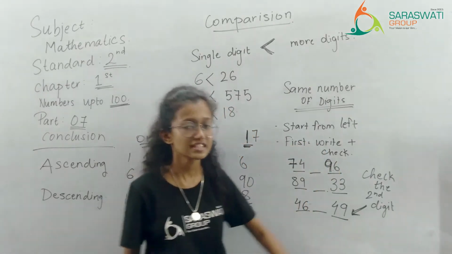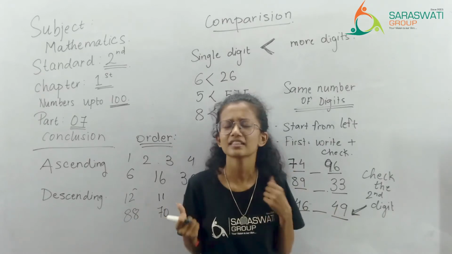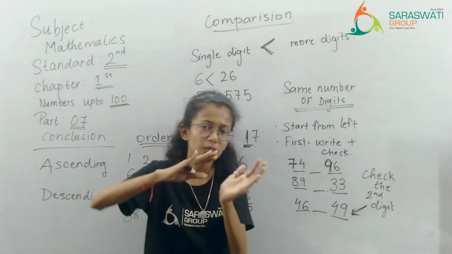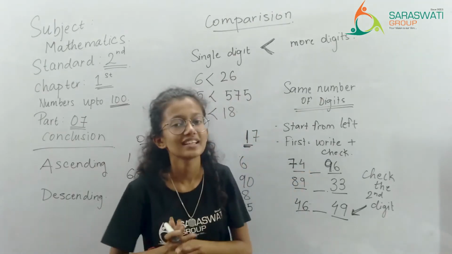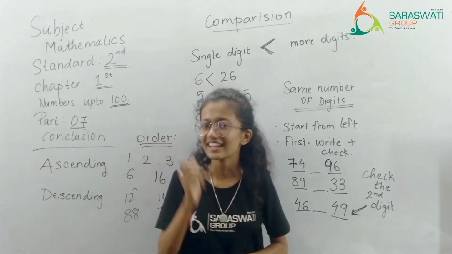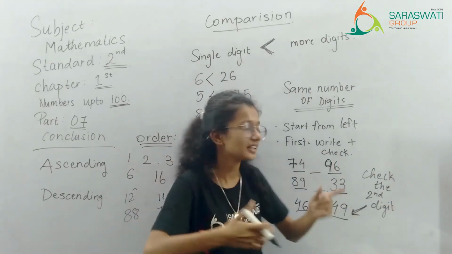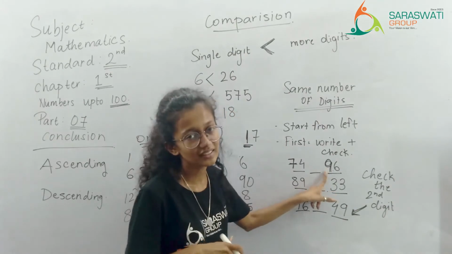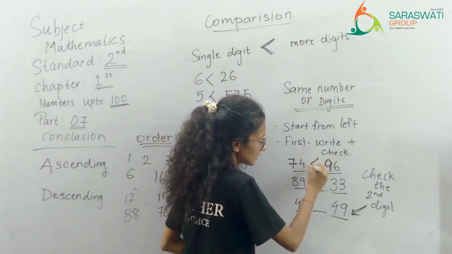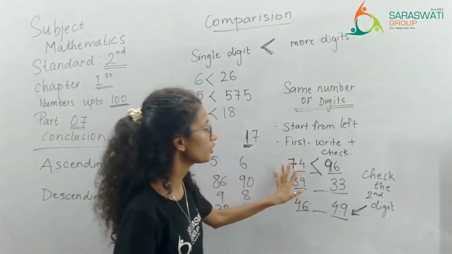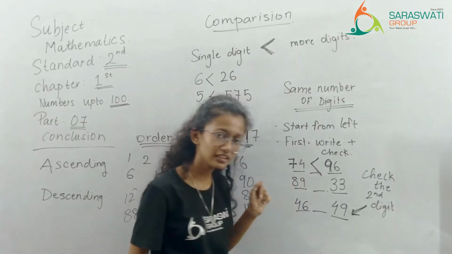So, is 7 bigger or is 9 bigger? Tell me fast. Think about it. Will the alligator open its mouth towards 7 or towards 9? Yes, you might have guessed it correctly. The bigger number is 9. So here the alligator's mouth will be opening this side. We don't need to check the last digits if the first digits are different.